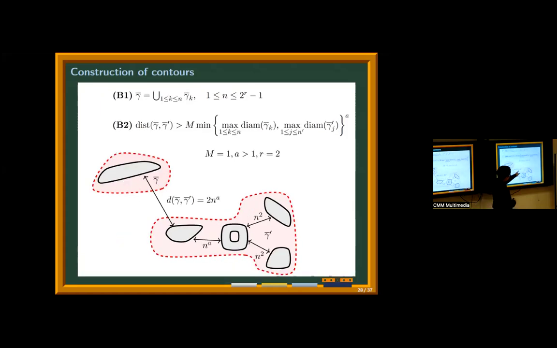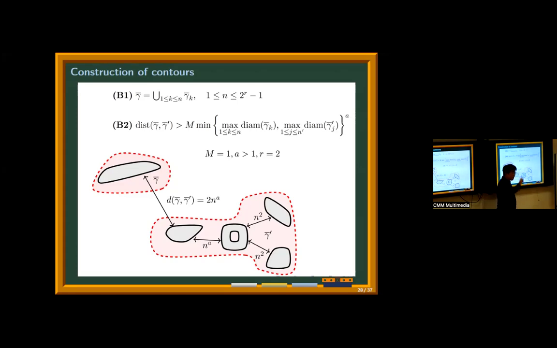Now look at this one. Assume that all of the diameters are again equal to N, and assume that this one is a little bit larger, N squared, for example, and this one is also N. Here we have distance 2N^A. So now they're far from each other, larger than N^A. It's already far, so it's okay to have two different contours. But I chose R equal to 2, so each decomposition should have at most 3 pieces. Here we have 4. We don't want that. So that's a wrong way to make contours.